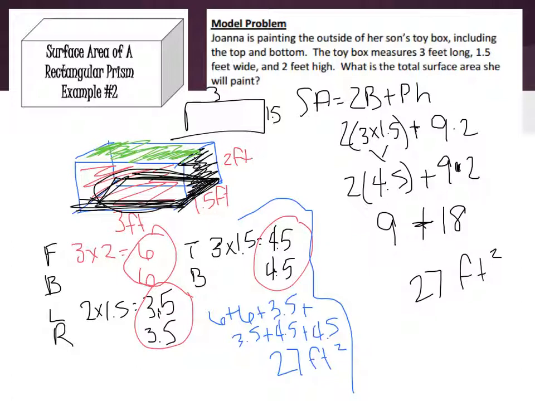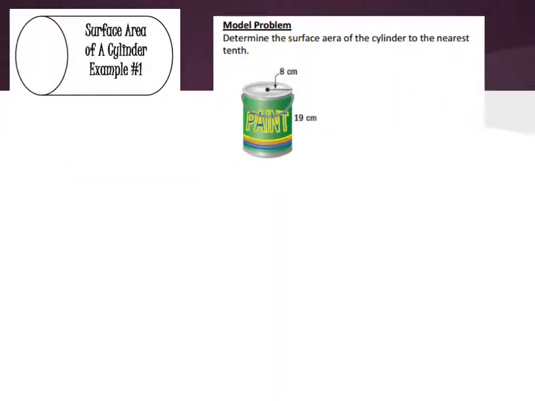If you'll try the practice problems on example 1 and example 2 and pause the video, then we're going to move on to surface area of a cylinder. Okay, after you've finished your practice problems for example 1 and example 2 for your rectangular prisms, now we're going to look at the surface area of a cylinder, example 1. We're going to determine the surface area of the cylinder to the nearest tenth. We're going to use our formula for this.